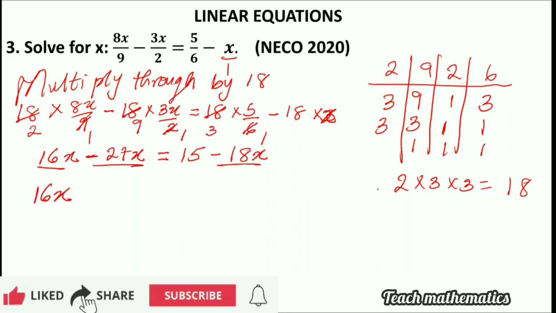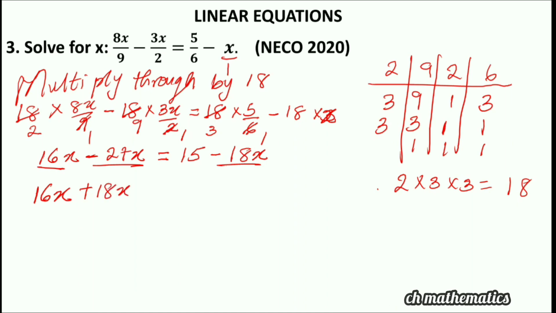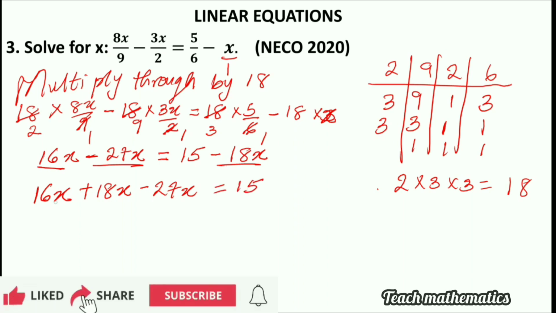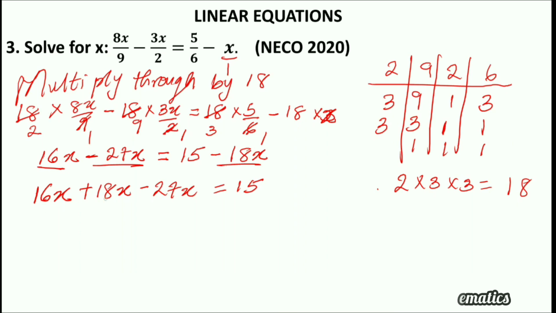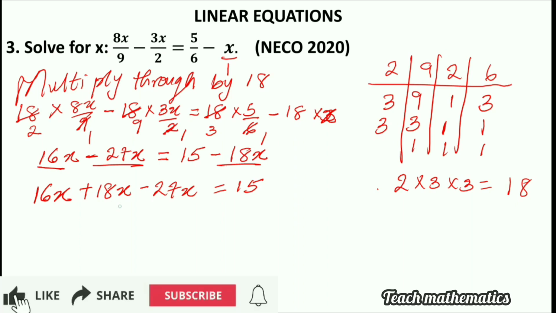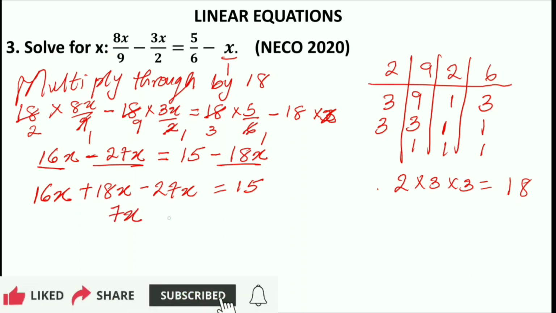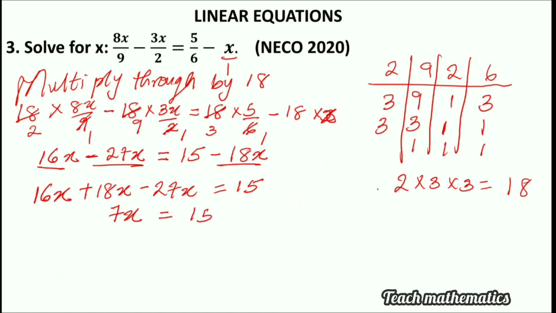When I move this to the left hand side, I know this will become positive. And I always love to write positive term first, plus 18x. And then I have this minus 27x equals to 15. And so at this point, I have this as 16x plus 18x, that is 34x. And so 34x minus 27x, 7x equals to 15.